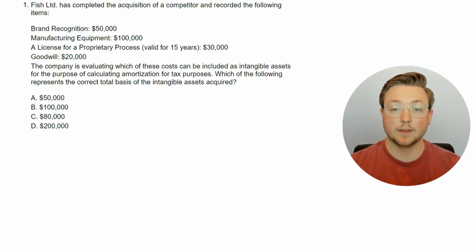Fish Ltd. has completed the acquisition of a competitor and recorded the following items: brand recognition of $50,000, manufacturing equipment of $100,000, a license for a proprietary process valid for 15 years for $30,000, and goodwill for $20,000. The company is evaluating which of these costs can be included as intangible assets for the purpose of calculating amortization for tax purposes. Which of the following represents the correct total basis of the intangible assets acquired?